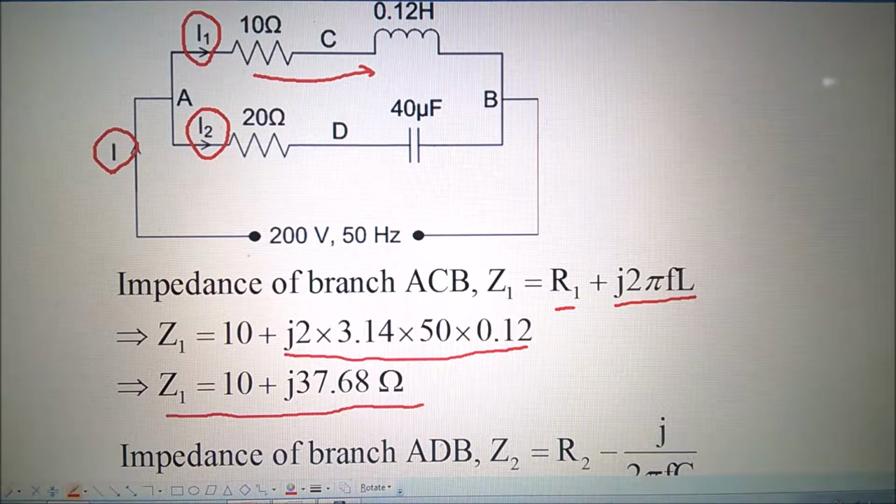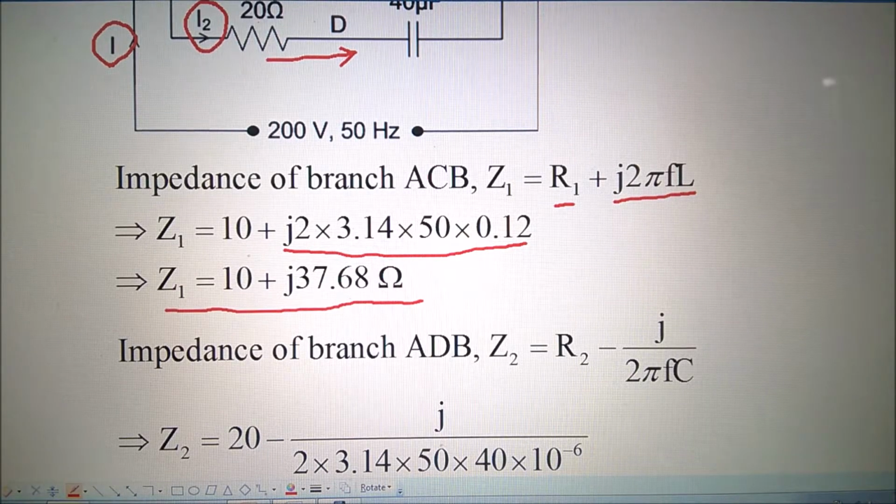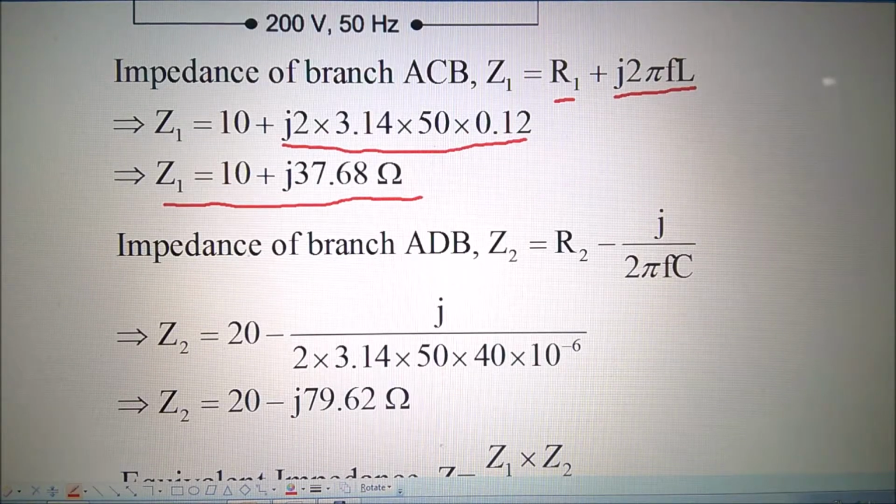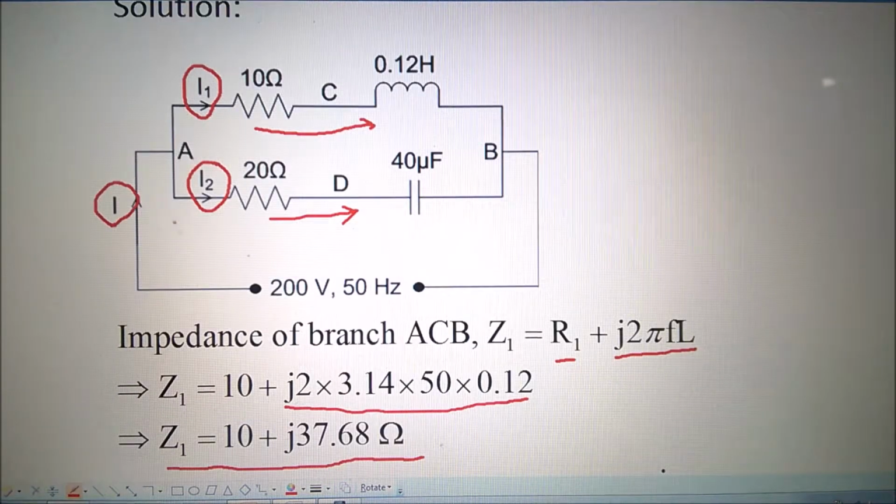Now we come to the ADB branch, that means this branch. Here again the resistance is the real part, therefore 20, and the negative part is the capacitive reactance. Therefore we found that Z2 is this after calculations. Then we will find the equivalent impedance, that means the equivalent of Z1 and Z2.